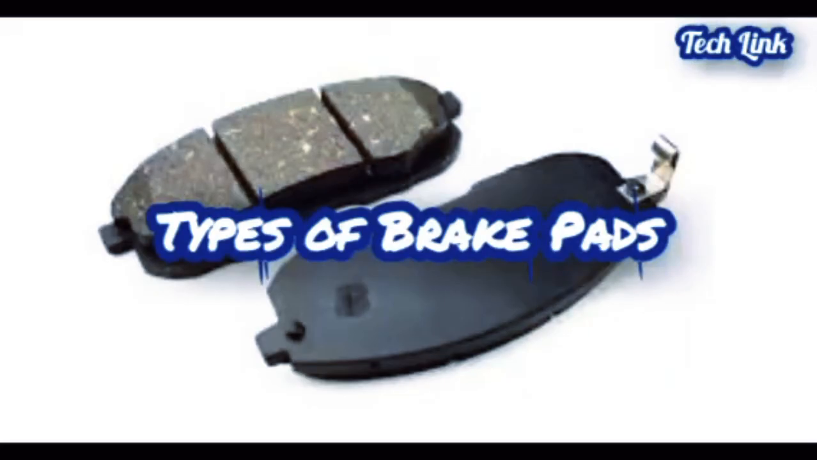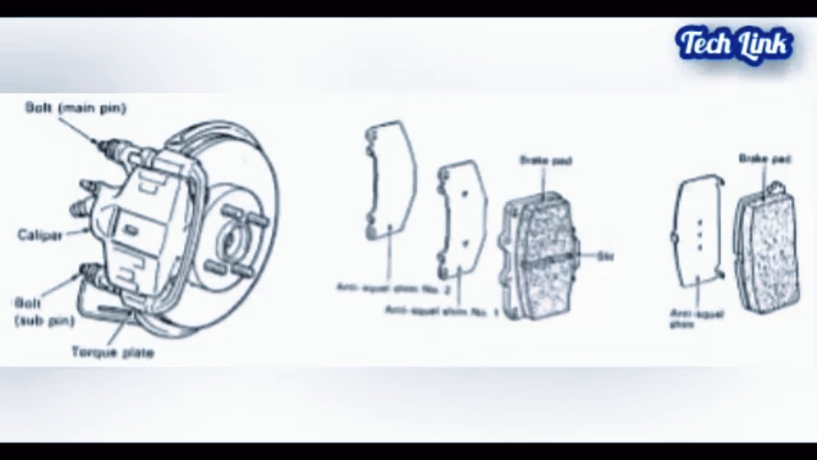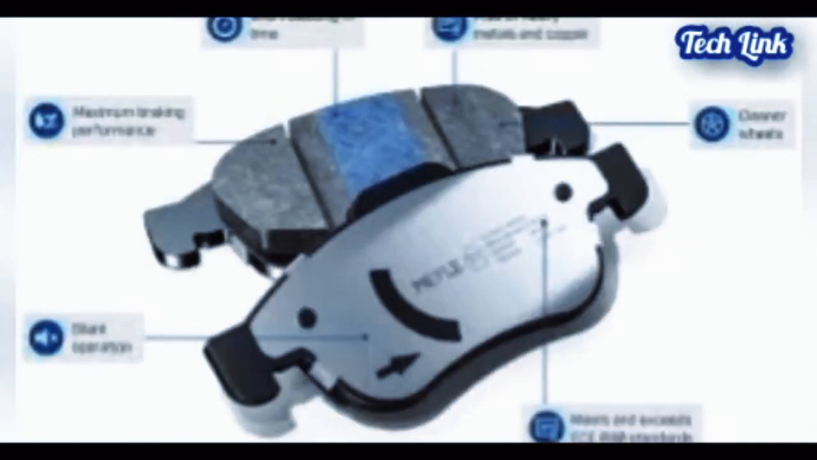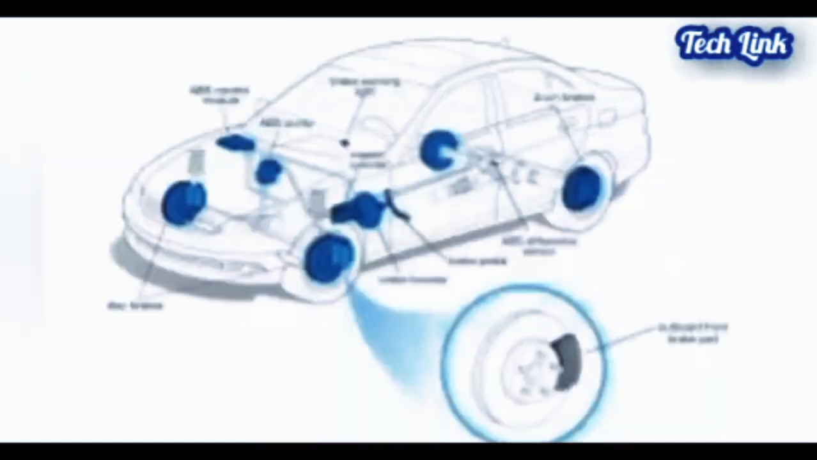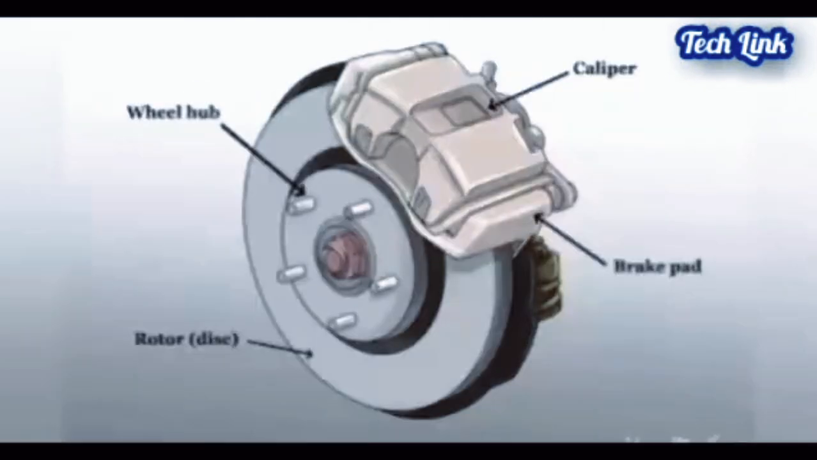Types of brake pads. Due to the varying vehicle standards, there is a range of brake pads on the market. In order to bring a moving vehicle to a complete stop, greater effort is needed. Brakes made of metal, such as steel, iron, or copper, are the most popular form.